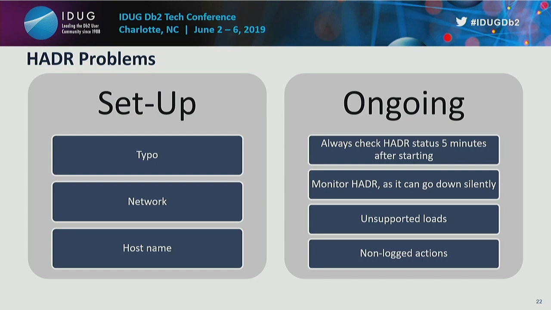Monitor HADR because it can go down silently on you. It can be something where the standby stops working, and DB2 doesn't stop the primary just because the standby stops working, because that would be kind of anti-high availability, right? Now I have 2 servers that I have to have up for DB2 to be running.